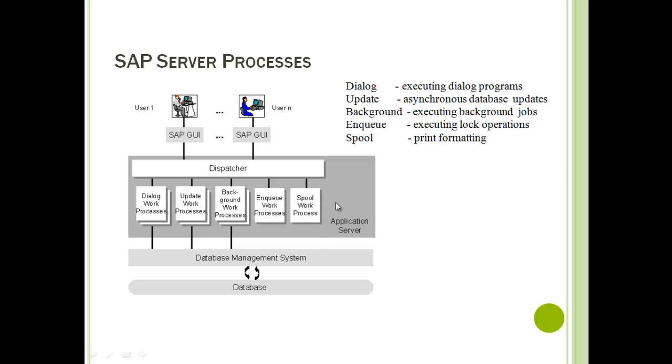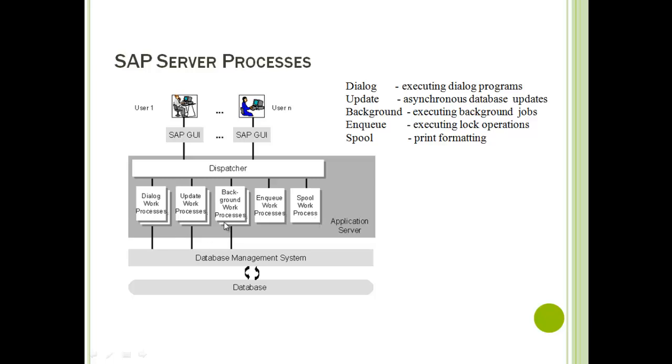And the last one is the spool work process. This is for printing purposes. Let's say you are doing some printing; to print something you need to create a spool. This spool will then be sent to the printer. This job is done by the spool work process.